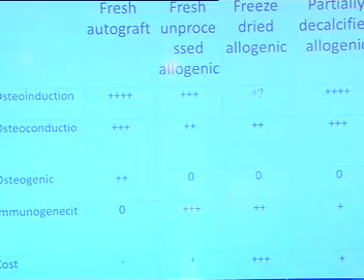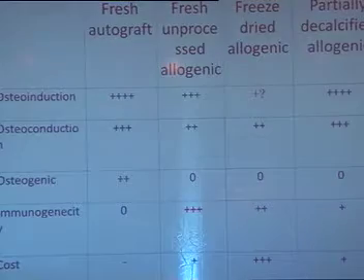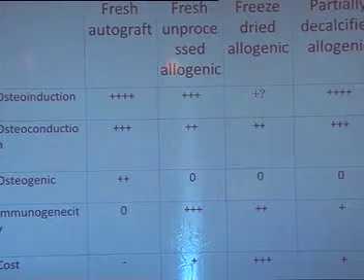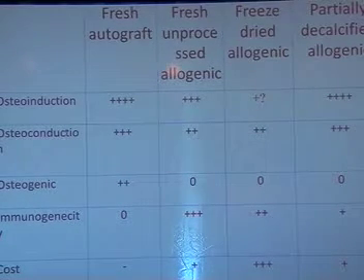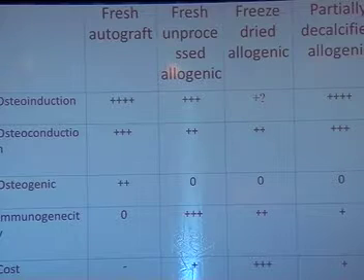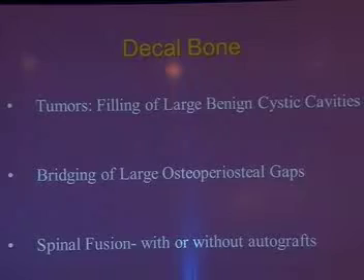As we can see in the table, autografts are considered the gold standard because of their good osteoinductive, osteoconductive and osteogenic properties. Fresh allogenic grafts are not used now because of their increased immunogenicity. But when we compare freeze-dried allogenic graft and partially decalcified allograft, we can see the osteoinductive property of partially decalcified allogenic graft is much more as compared to freeze-dried allograft.